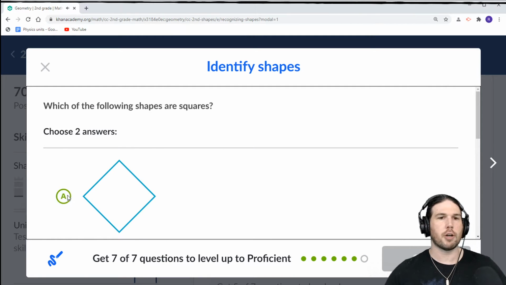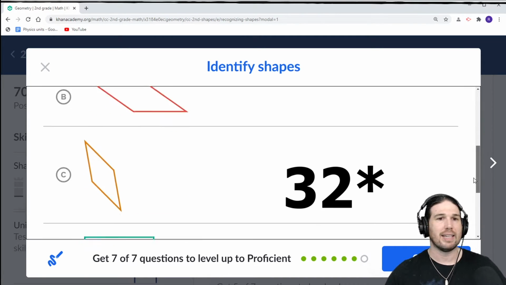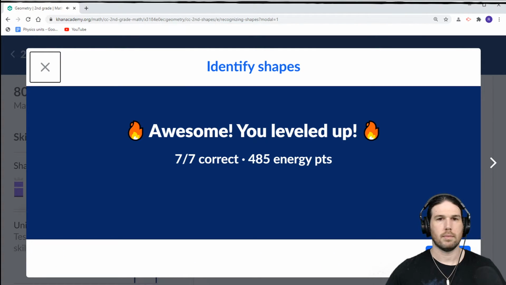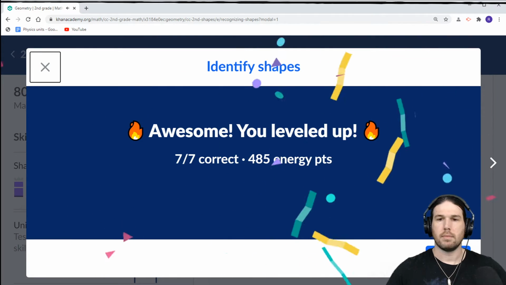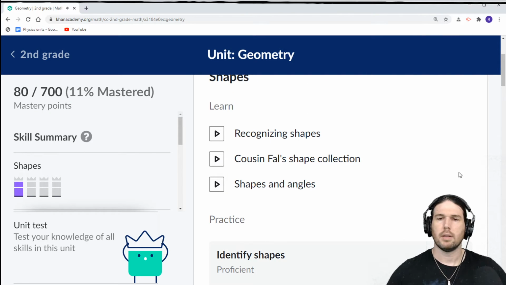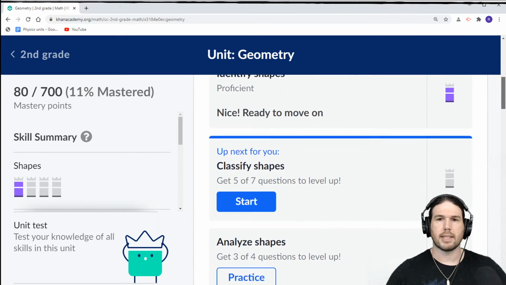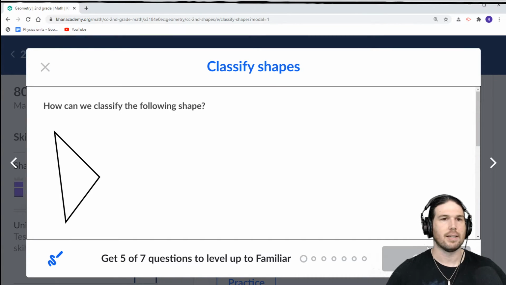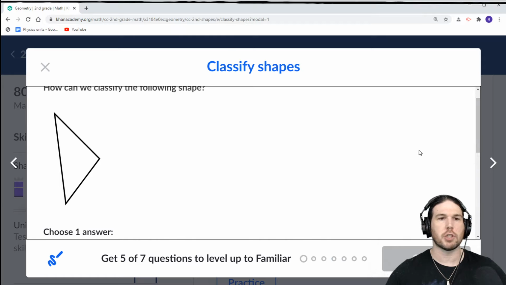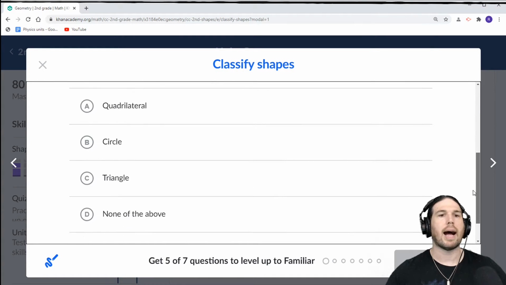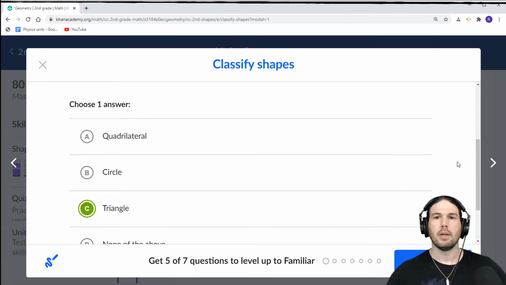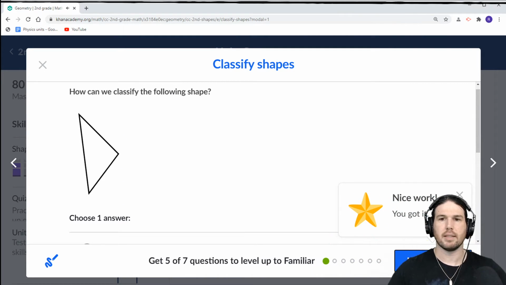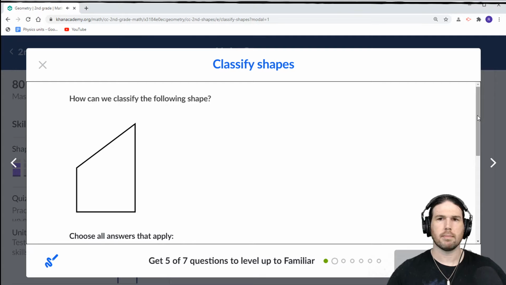Which of the following shapes are squares? Well, that would be A and D. So far, so good. Let's talk about classifying shapes. What do they mean by that? How can we classify the following shape? Ah, it's a triangle. That makes sense. How about this one?